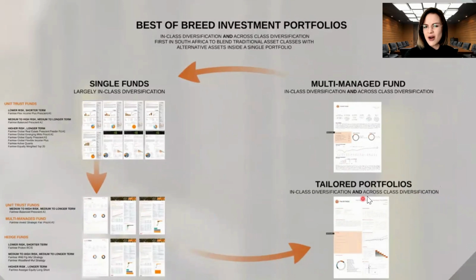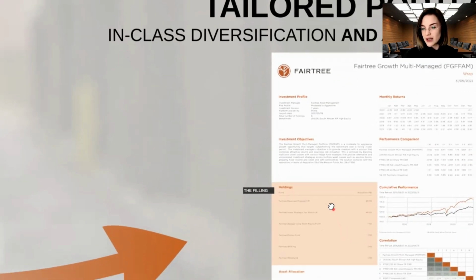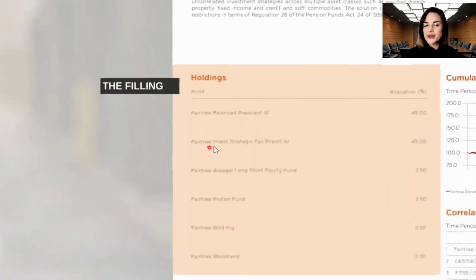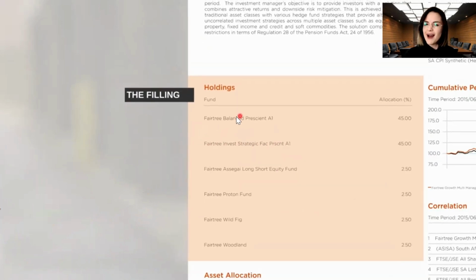So taking a look now at what is taking place inside the tailored portfolio, we see something rather interesting. Remember, this portfolio is called the Fairtree Invest Strategic Factor Prescient Fund. And so what's really important when having a look at the holdings inside our tailored portfolio, we see that that multi-manager fund is included within this portfolio alongside other funds as well. Here hedge funds start to come into play, and we've got 2 long only structures. So let's take a look at what's happening.